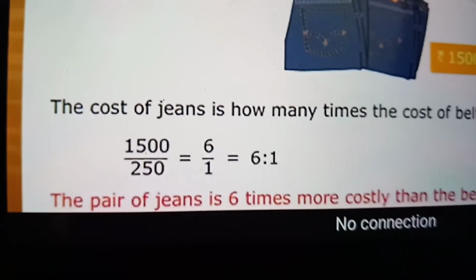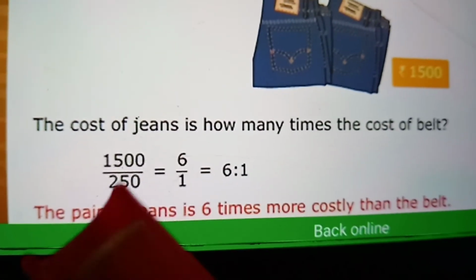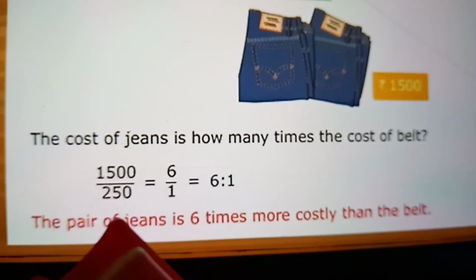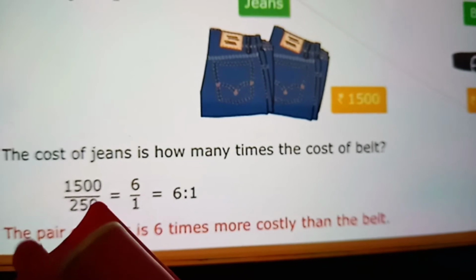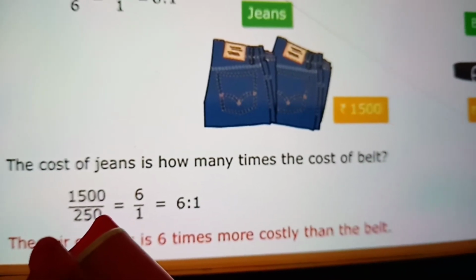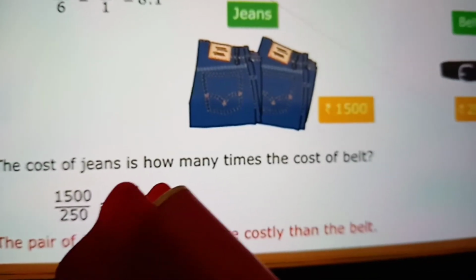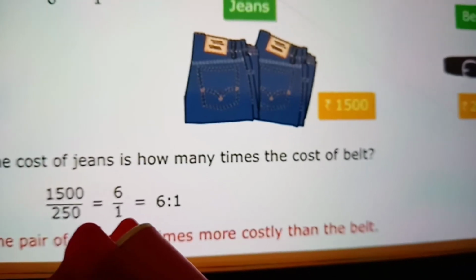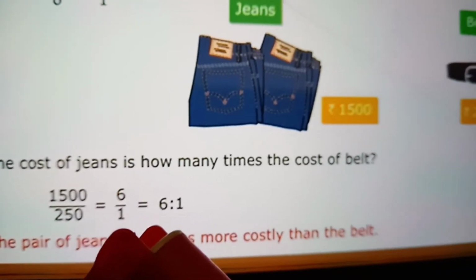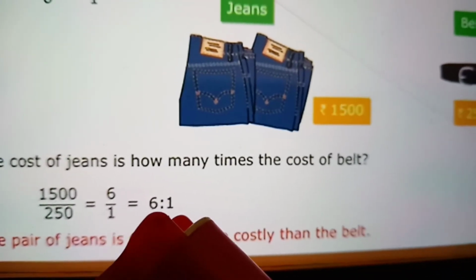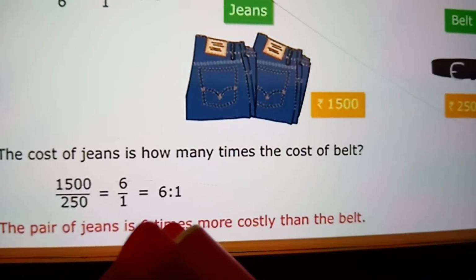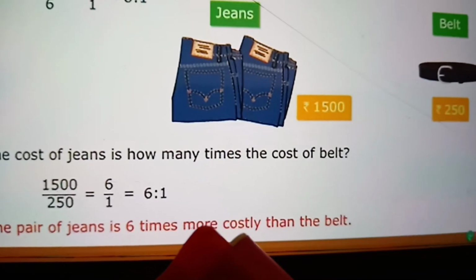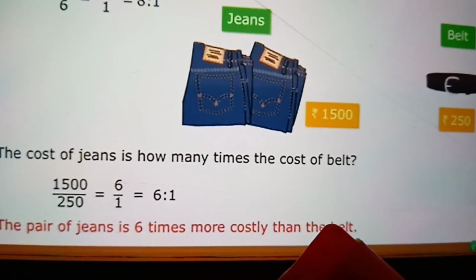Here you can see, for that we are doing this. 1500 is the jeans cost and 250 is the belt's cost. So 1500 divided by 250 is equal to 6/1 when reduced into the lowest form, and written as ratio 6:1. So we can understand that the pair of jeans is 6 times more costly than the belt.